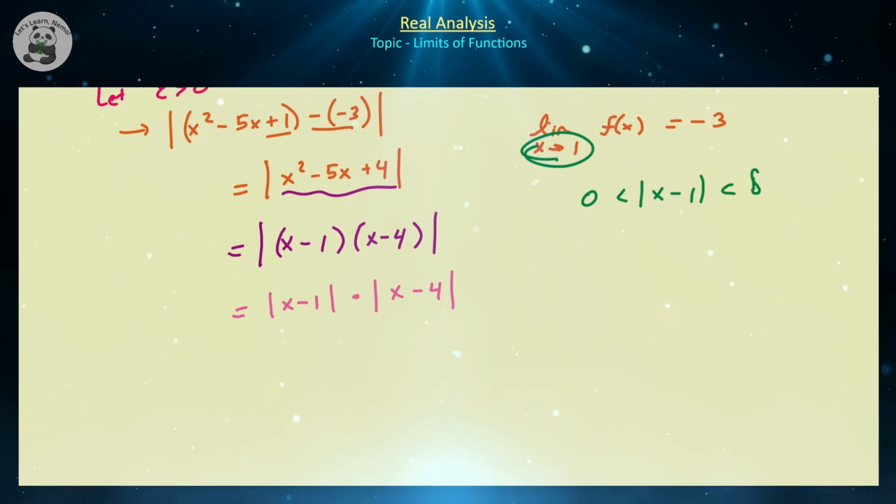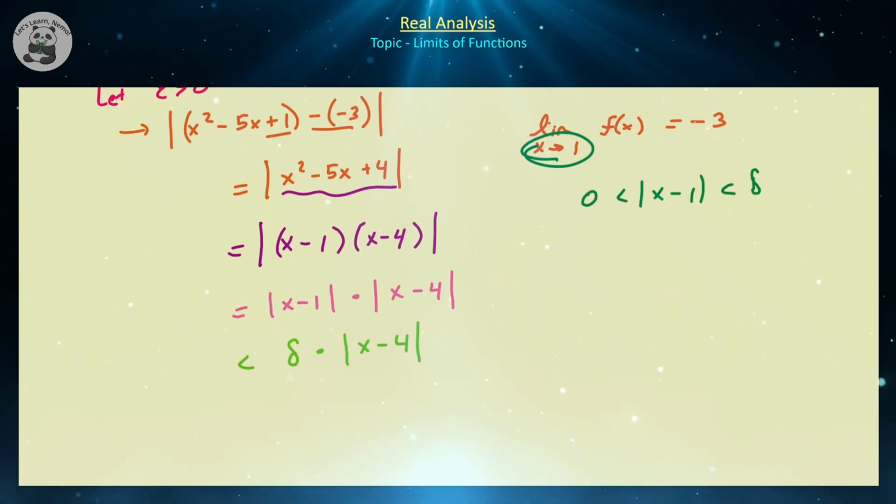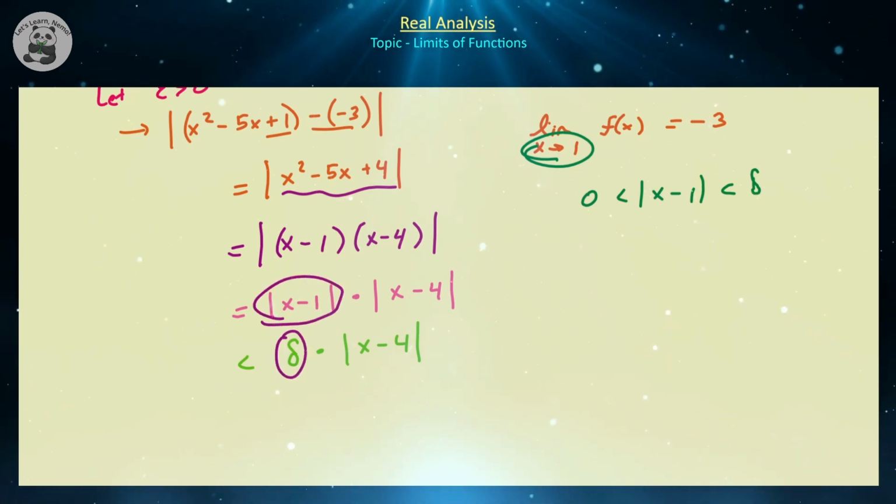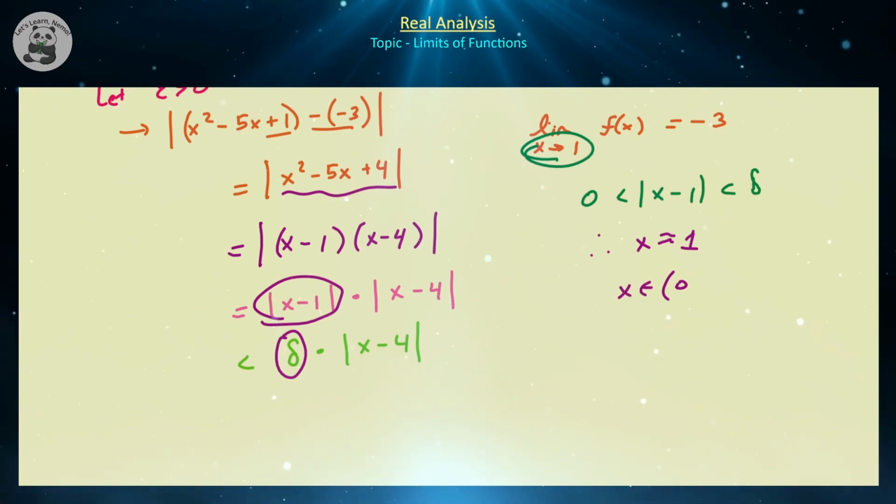Okay, so what do we have here? We know that this is going to be strictly less than delta, so we're going to have delta times the absolute value of x minus 4, but we do not have control over x minus 4. But notice that when we say that the absolute value of x minus 1 is less than delta, that means that x is practically equal to, but not equal to, exactly 1. Right? So for example, we can take any x value in between 0 and 2, and see what is happening to the absolute value of x minus 4 and see if we can actually bound that absolute value.